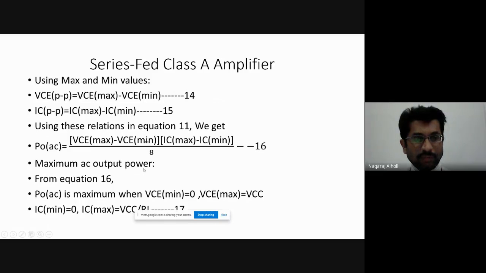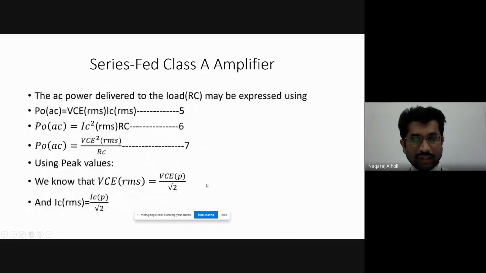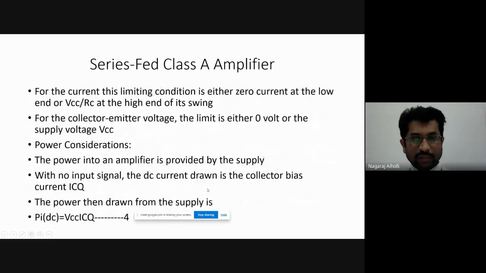Now we are calculating the maximum AC output power from equation number 16. How to calculate the maximum AC output power? The output power AC will be maximum when VCE min is 0, that is, the minimum value of VCE is 0 and the maximum value of VCE is VCC. And the minimum collector current IC minimum is 0 and the maximum collector current is VCC by RL. This point I discussed in yesterday's class. That is the limit of the collector current and the collector to emitter voltage waveforms.